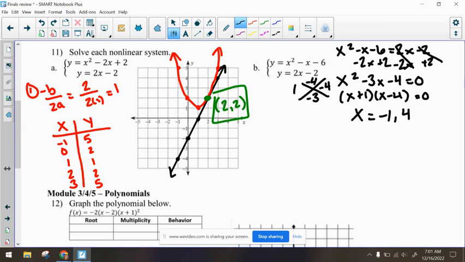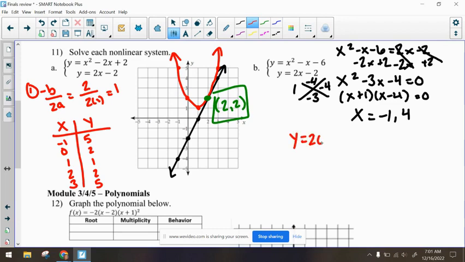When I go back over to part A, I wrote my answer as an ordered pair. This is not an ordered pair. These are the two x values. So we do have to plug them in to find y. I'm going to start with the negative 1. Now it doesn't matter, you could pick either one to plug it into because we're not graphing. We're looking for the system. They should be the same. I'm going to pick the bottom one though.